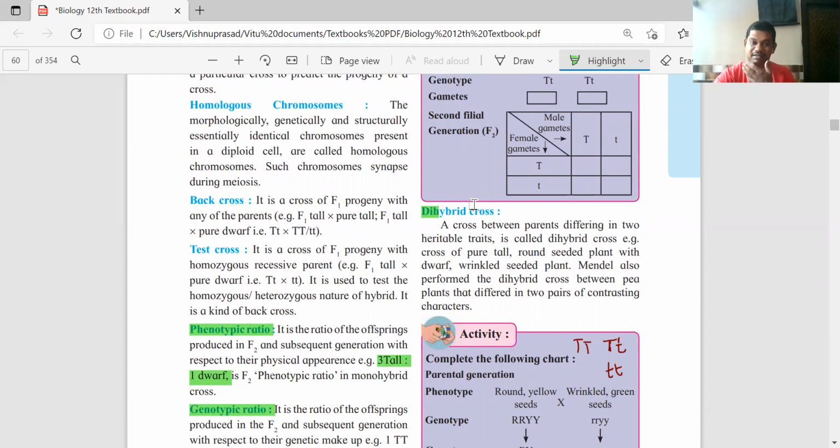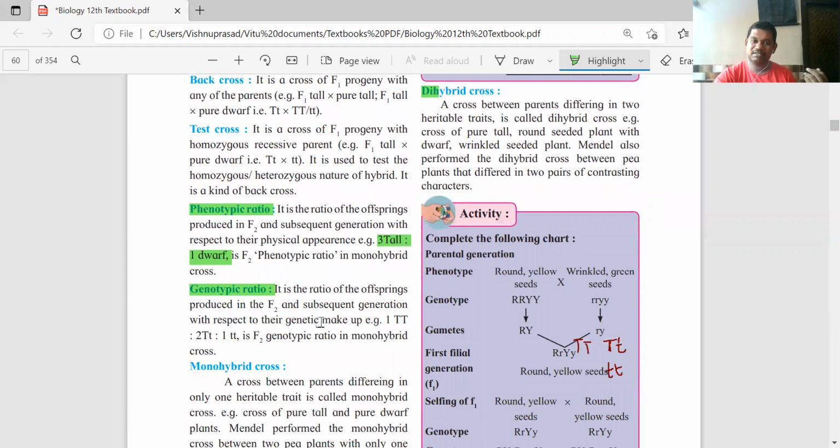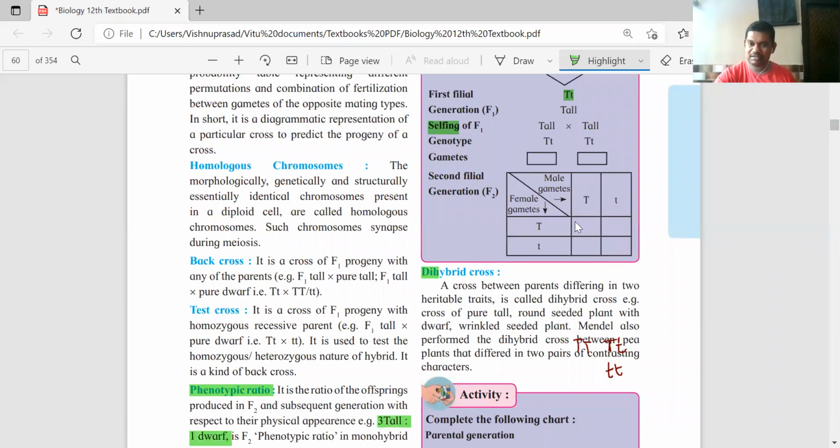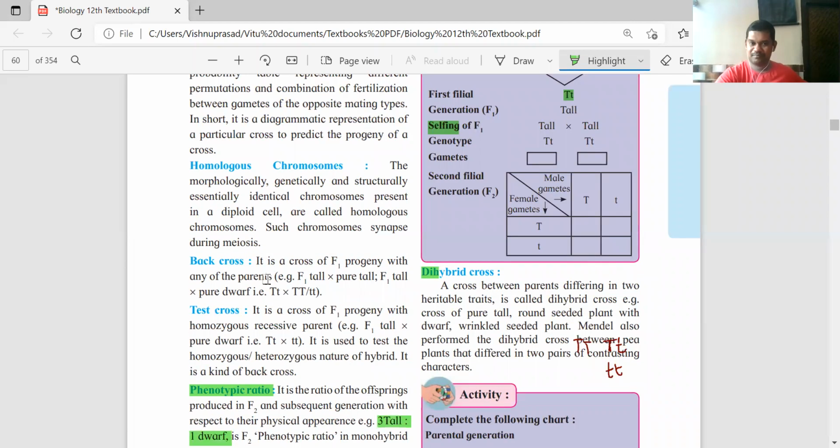Which you get in the F2 generation. Similarly, if you see the genotypic ratio based on the genotype, you are getting one which is homozygous tall, 2 of them are heterozygous tall, and 1 dwarf. So here, see, 1:2:1 is the genotypic ratio of a monohybrid cross. So that's where you can understand phenotypic ratio and genotypic ratio.